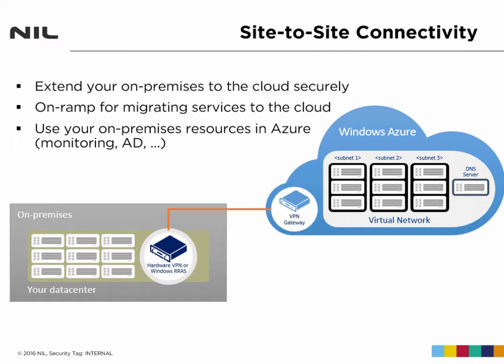You have some kind of hardware VPN, so either a router or a firewall on your premises, or you have a Windows Routing and Remote Access Service. So Windows Server 2012 or Windows Server 2012 R2 are currently supported. Then on the other side, on Windows Azure, you have a VPN gateway, which can be either Microsoft or third party. And then you create a site-to-site IPsec tunnel, or you create a site-to-site IPsec tunnel via GRE. We'll explain this a little bit later. And then you have your normal subnets in the cloud.